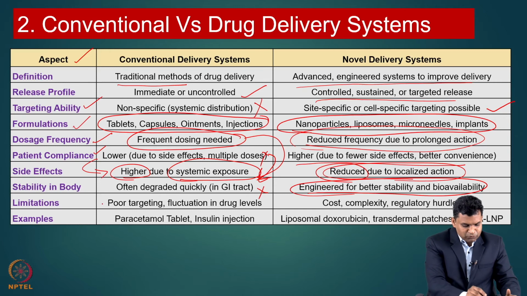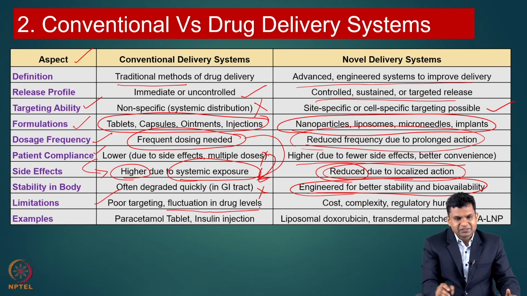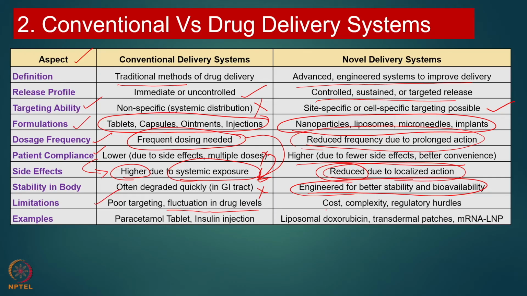And limitations: poor targeting and fluctuation of drug release, and here the cost, complexity and regulatory hurdles are there, because reproducibility is one of the major issues, and also there are no established regulatory guidelines for novel drug delivery systems. Whereas in the case of tablets or other formulations, we have known and established regulatory guidelines. So that is also one of the limitations of novel drug delivery systems.